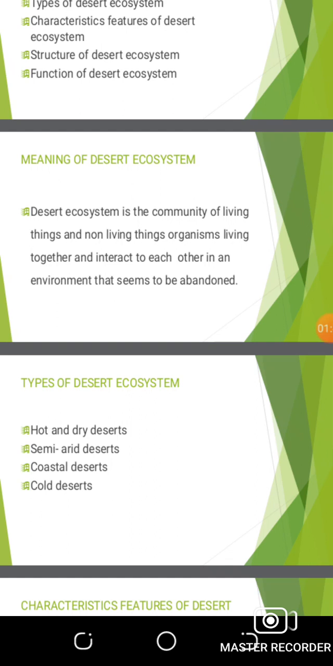Semi-arid deserts are a bit cooler than hot and dry deserts because they have dry summers followed by winters with rains. Then the coastal desert. These deserts are one of the major types of desert, found on coasts where the land meets the ocean. The last is the cold desert. Cold deserts have hot summers but extremely cold winters. These deserts are also found in plateaus.